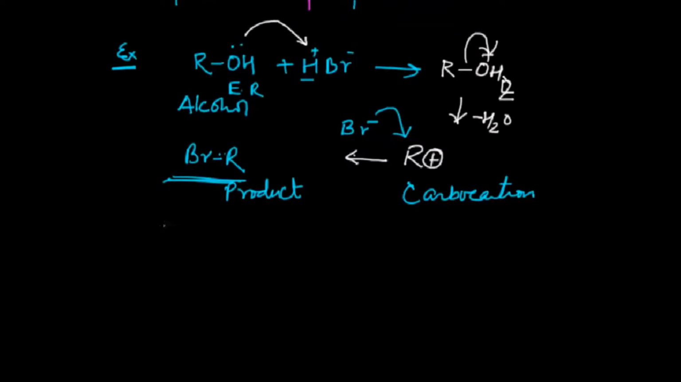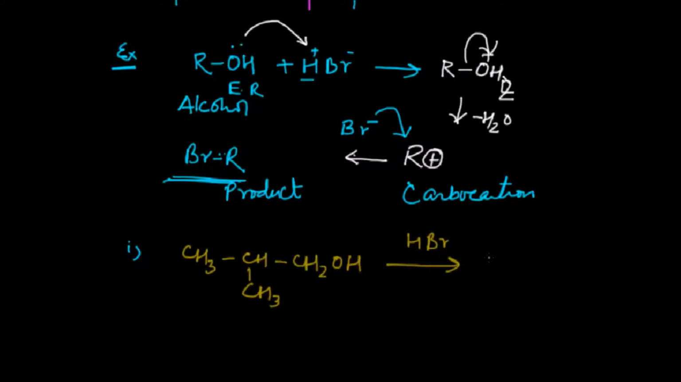If I replace R with this one, suppose I take CH3CH2CH2OH and HBr, the major product would be P. Predict the structure of P. So what is the structure of P?